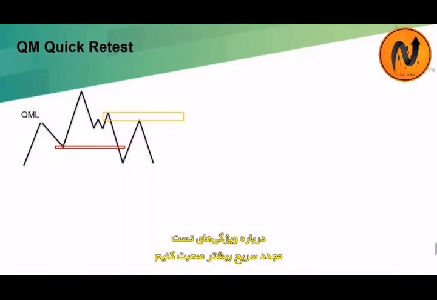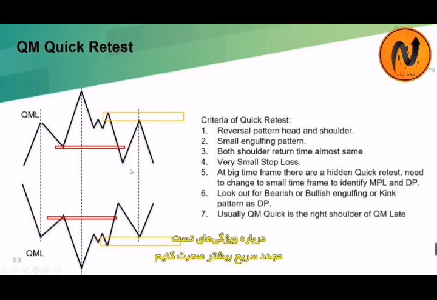The characteristic of a quick retest is that it is less. So if you look here, what I mean is that the left shoulder and the right shoulder are almost similar. This is for the sell setup and this is for the buy setup. So the criteria for the quick retest is that the reversal pattern looks like head and shoulders. So this is a shoulder, this is the head, and this is a shoulder. But the difference here is that there is a break over here.